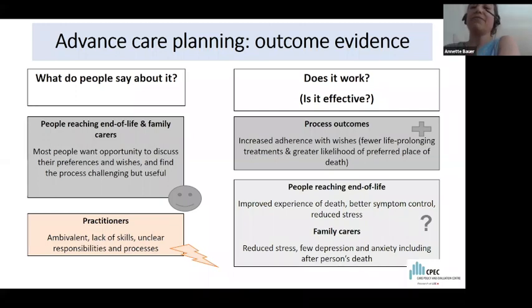They might also have a lack of skills, and the processes in their organization might be unclear, and responsibilities are not clear. What do we know about if it works or not? So is it effective? So we know it's effective in terms of process outcomes. So there is fairly good evidence that it increases adherence with wishes. So there's evidence that it reduces life prolonging treatments. There's also a greater likelihood of the preferred place of death, which is typically at a person's home.